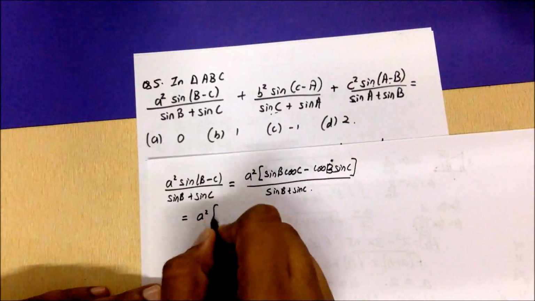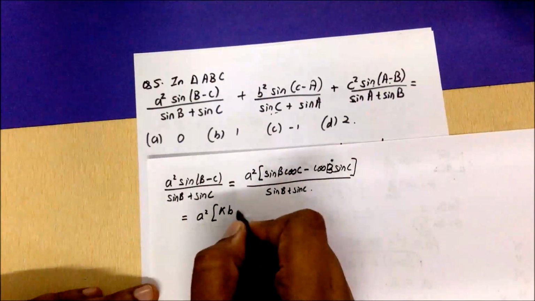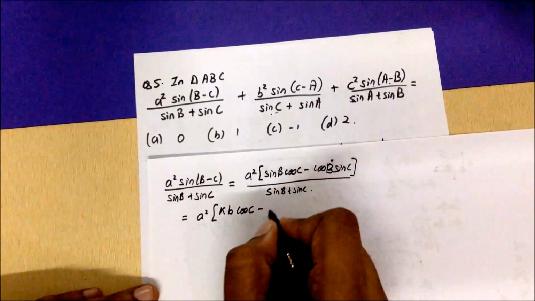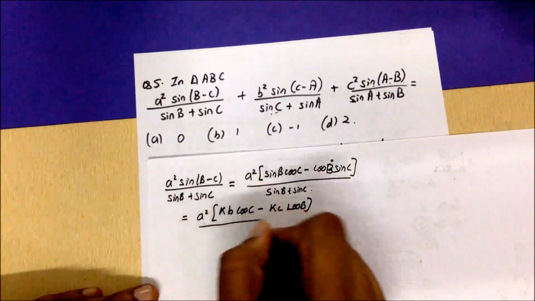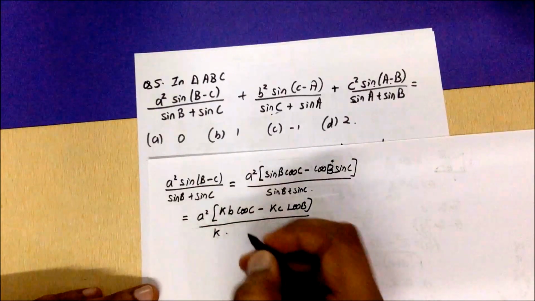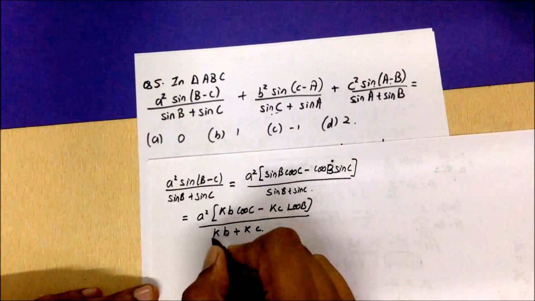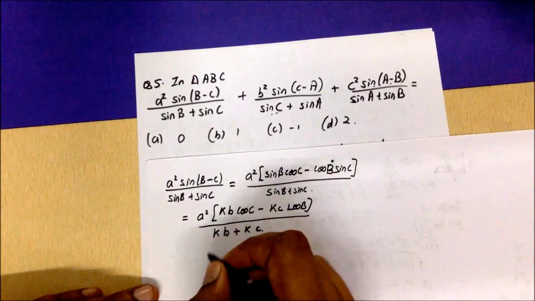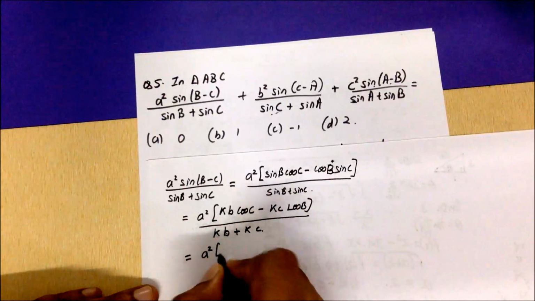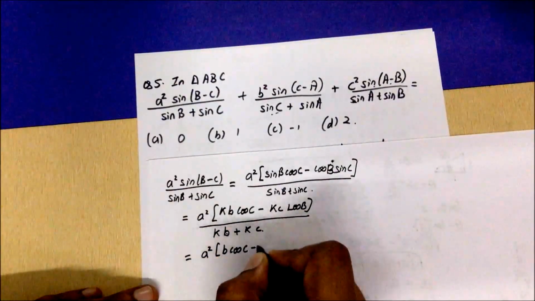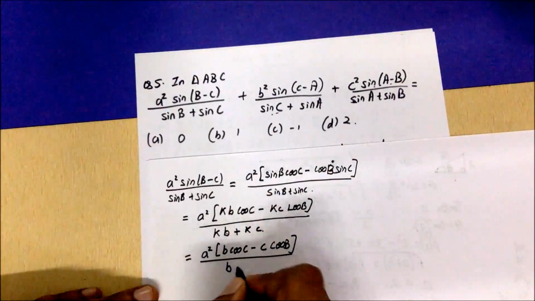So a square outside. Using your sine rule for the sine terms, you will be having kb for this cos c minus kc for this cos b, divided by a kb plus kc. Now you can take k as common and that's going to cancel out. So we'll be having a square into b cos c minus c into cos b divided by b plus c.